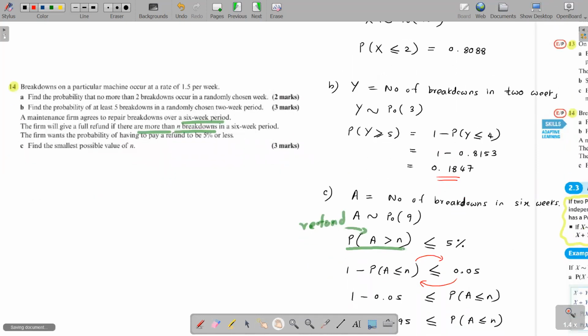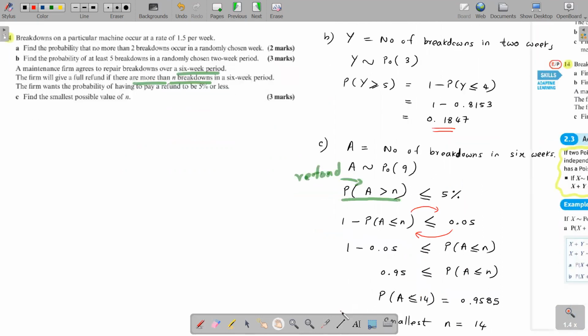After writing this statement, the rest is easy. The rest is the conversion, same as we did in exercise 2B at the end of the previous video. I showed you how to work with these. Probability A greater than n is 1 minus probability A less than or equal to n. The less than or equal to 5% stays, and then the minus probability A less than or equal to n goes to the other side. The 0.05 comes here, giving 0.95, so probability A less than or equal to n is greater than or equal to 0.95. The mouth is open towards the probability.